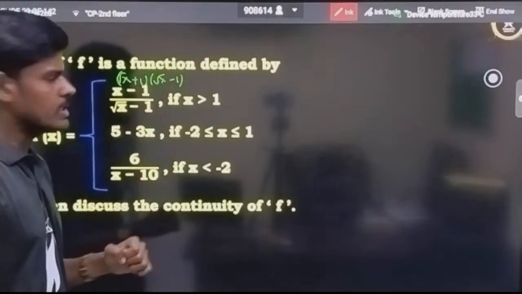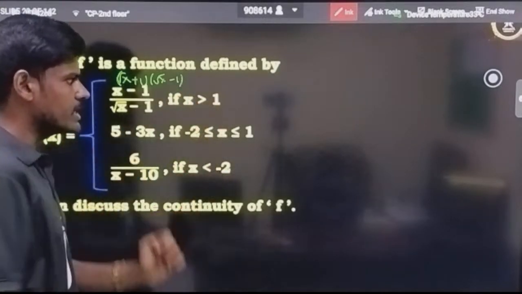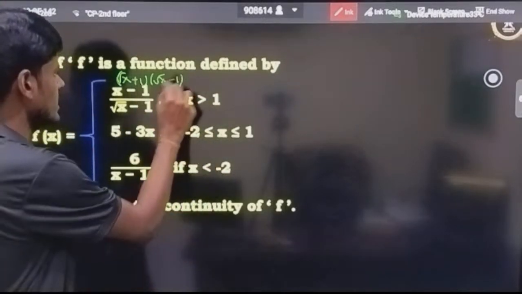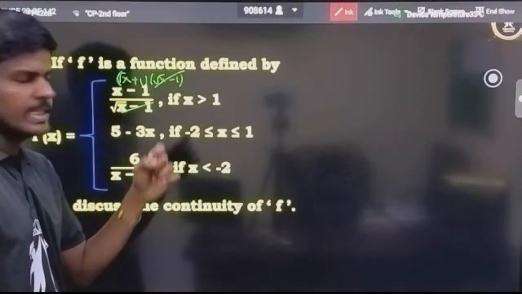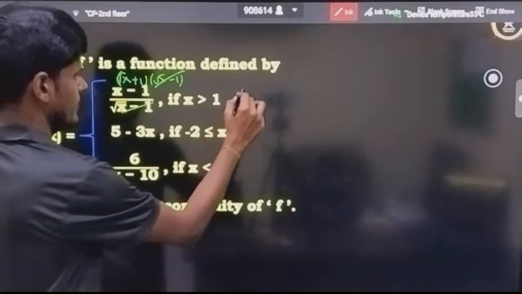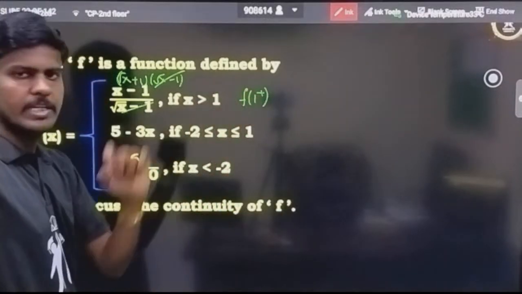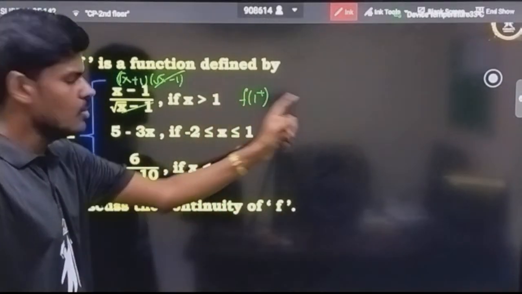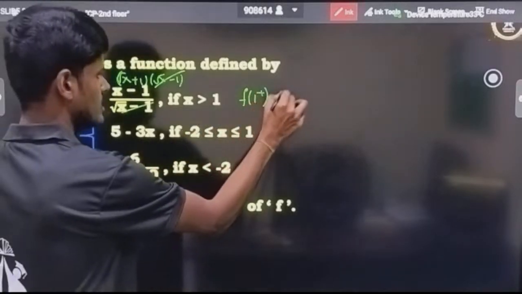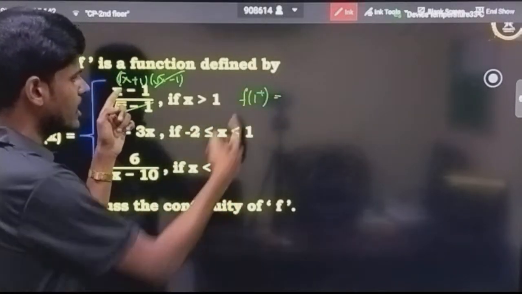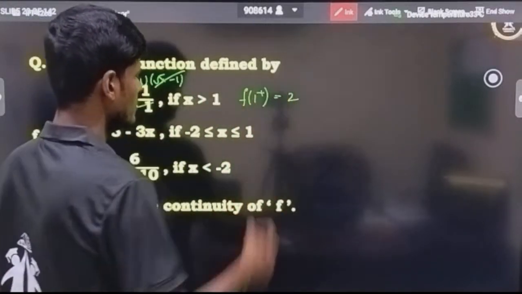Now root x minus 1 is a common term. x is greater than 1 and we are only going to check the limit of the function, so these values will get cancelled out. So when x is greater than 1, limit will be f of 1 plus, which means limit of x tends to 1 plus f of x. That is the meaning of it. So this value is equal to root of 1 plus 1, that will be 2.